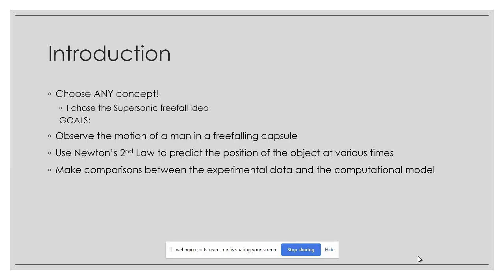So to introduce you to this lab, we can choose any concept, and I chose the supersonic freefall idea. We are going to observe the motion of a man in a free-falling capsule. We're also going to use Newton's second law to predict the position of the object at various times. Then we're going to make comparisons between the experimental data and the computational model.